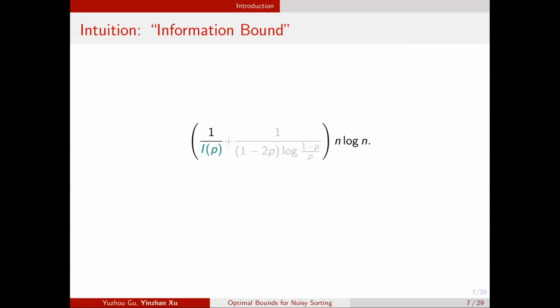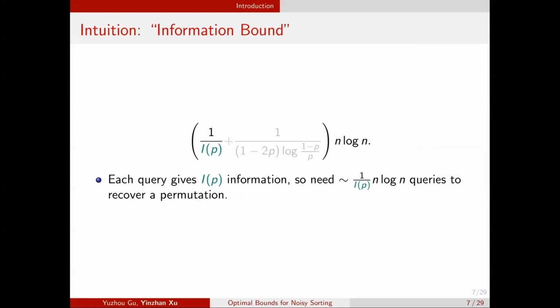Let me first give some intuition of our bound. For the 1 over IP term, we can think of it as an information bound, because each query gives IP bits of information, and we need n log n bits of information in total to recover the permutation. So that means we need roughly 1 over IP times n log n queries in total.